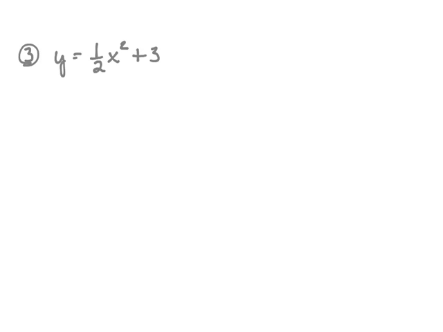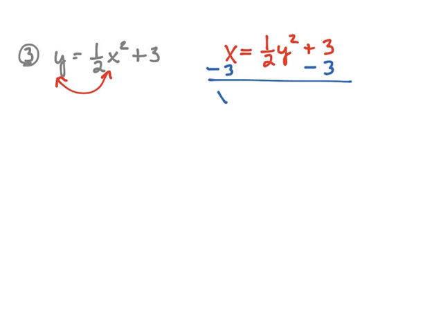Okay, example number 3, we're still looking for the inverse of the quadratic. So we're still going to start by taking your x and your y and switching them. So our new equation becomes x equals 1/2 y squared plus 3. Now we're going to isolate that y. We're going to start by subtracting 3. So I have x minus 3 equals 1/2 y squared. Now what I need to do is take care of that 1/2. And what we're going to do is multiply both sides by the reciprocal. So I'm going to multiply this side by 2, which is the reciprocal of 1/2, and we're also going to multiply this side by 2.